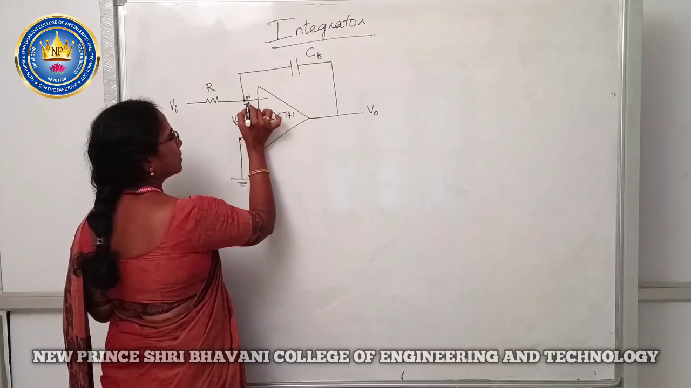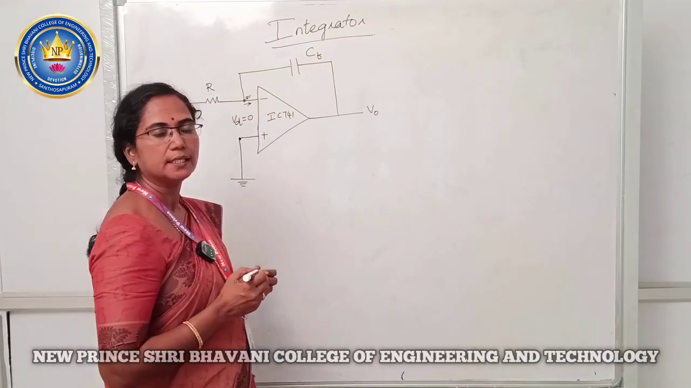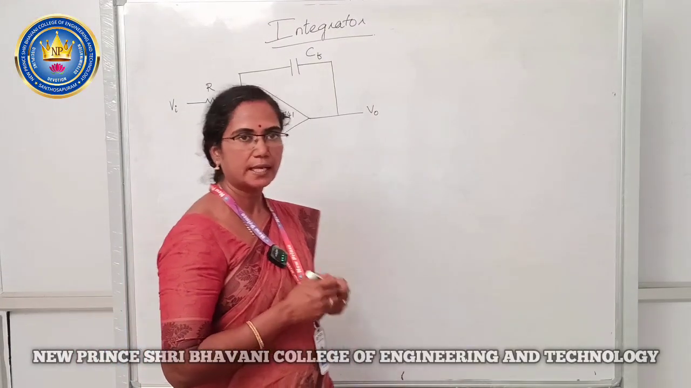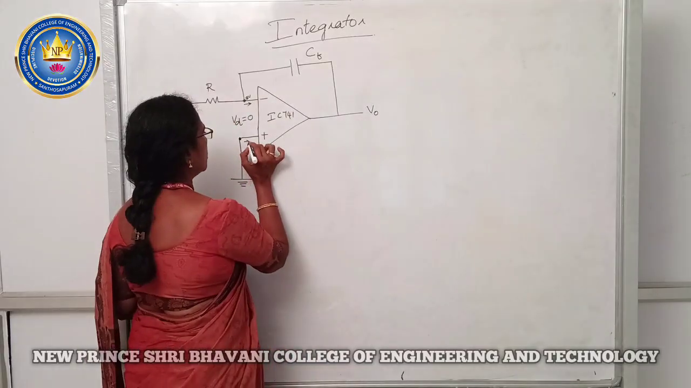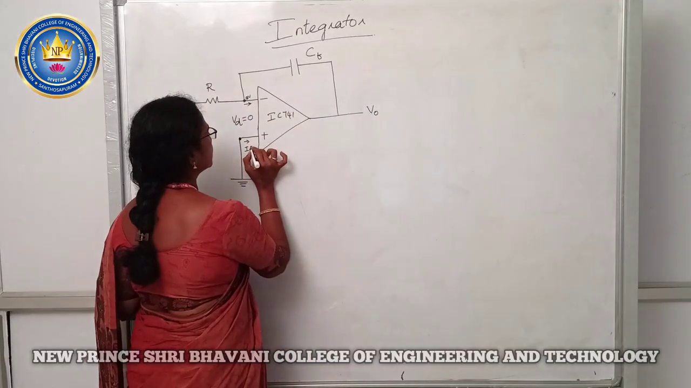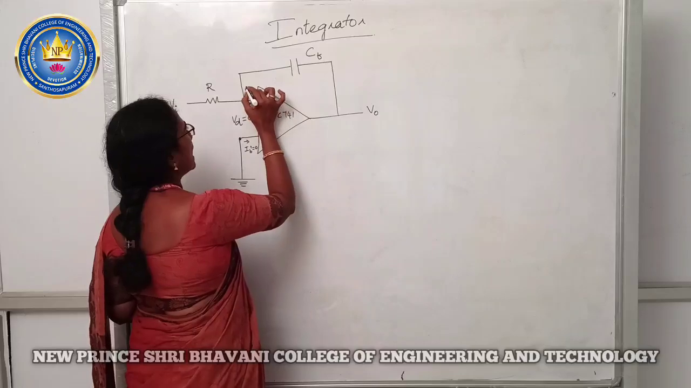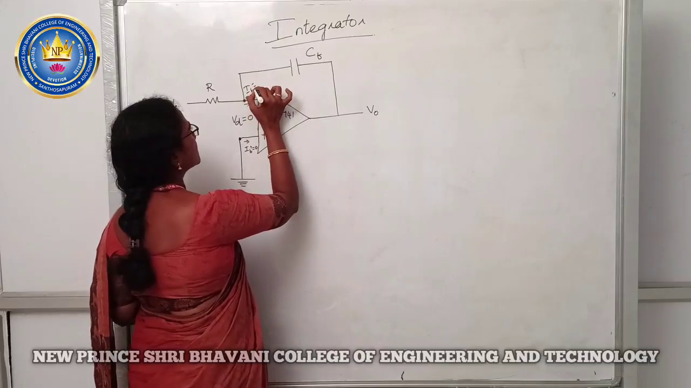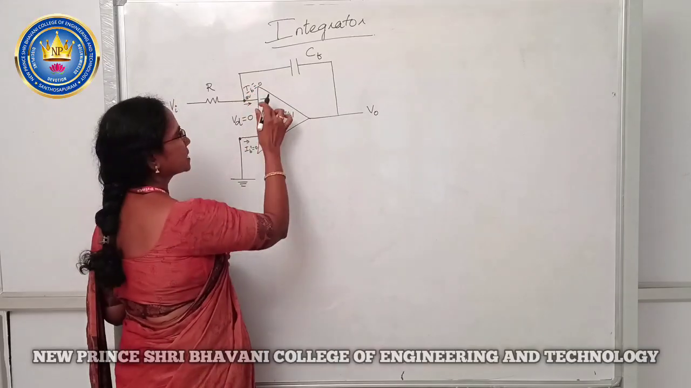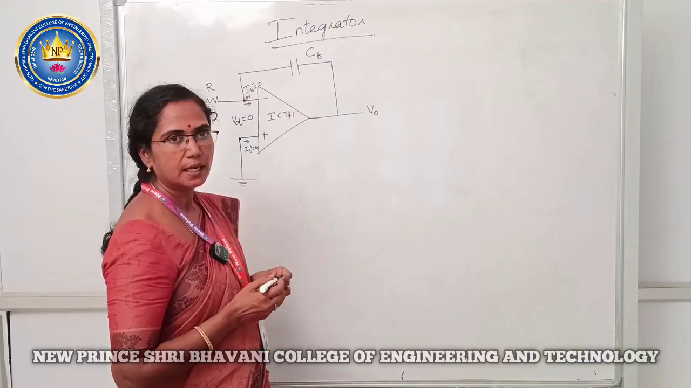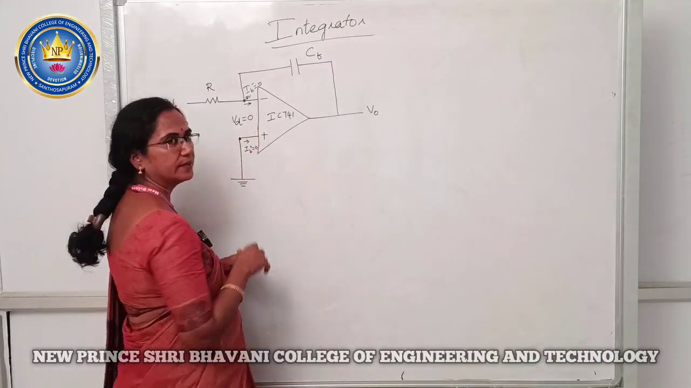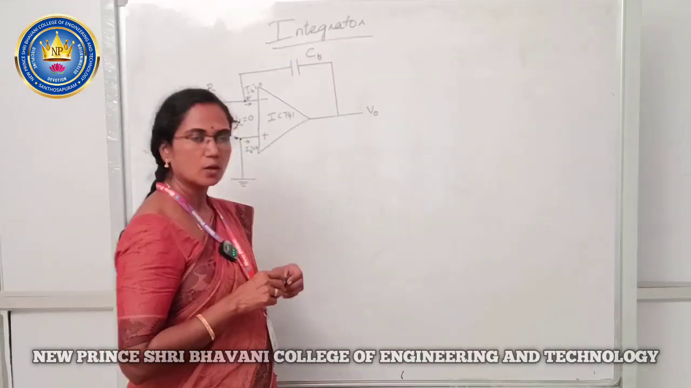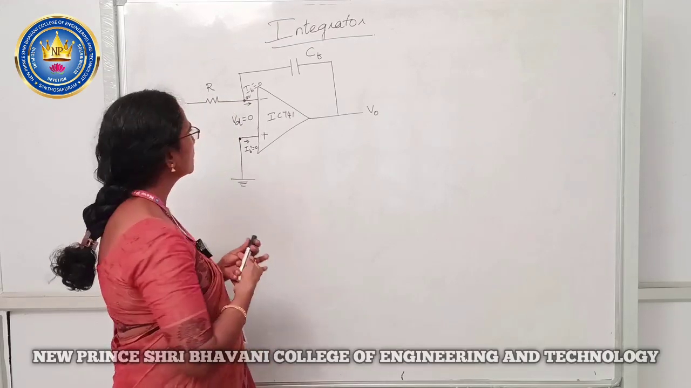The current drawn by the inverting terminal and the non-inverting terminal are both 0. These are said to be IB minus and IB plus. IB minus is for the inverting terminal and IB plus is for the non-inverting terminal. So, both the currents are equal to 0.